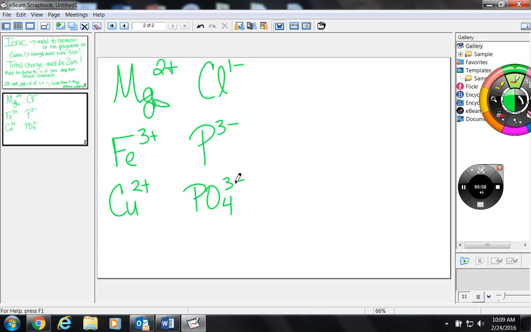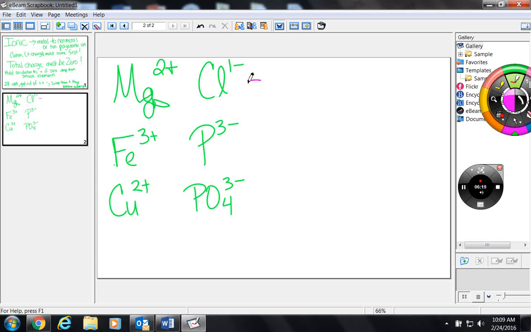Alright, so I got three different options here. Mg2 plus, Cl1 minus. Does that add up to 0? No, it doesn't. Plus 2 minus 1 adds up to 1, right? Doesn't add up to 0.